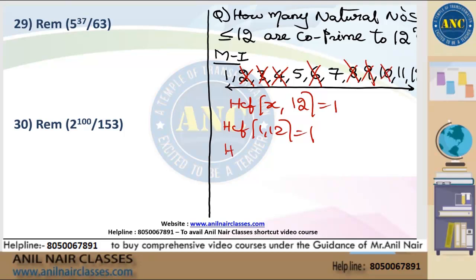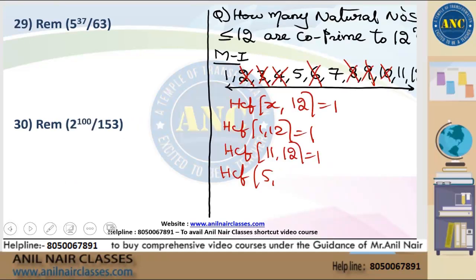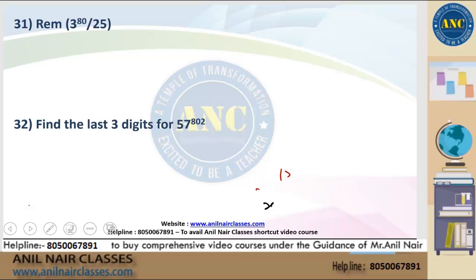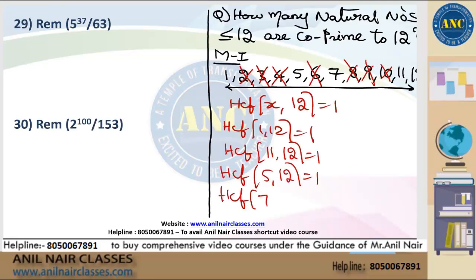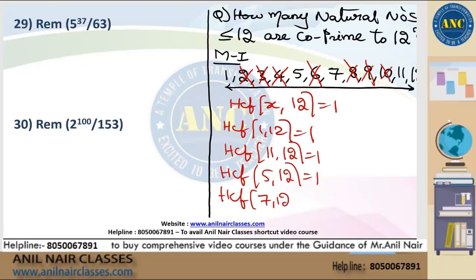Now if you observe, HCF of 1 comma 12 is 1. HCF of 11 comma 12 is 1. HCF of 5 comma 12 is 1. And HCF of 7 comma 12 is 1. Totally how many numbers we got? Totally 4 numbers we got.